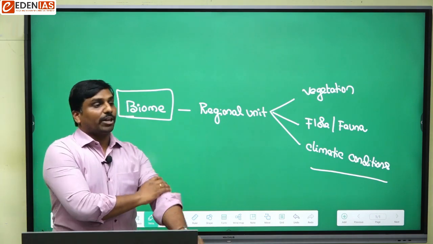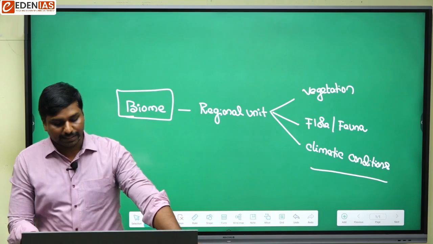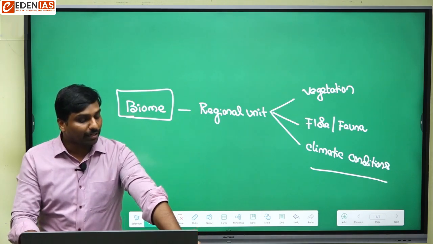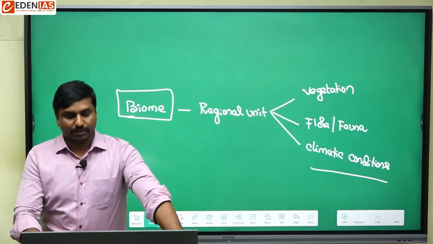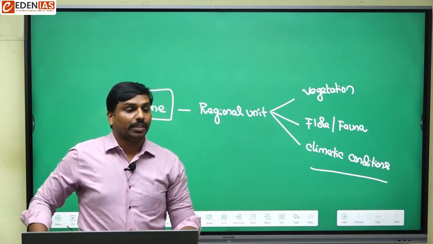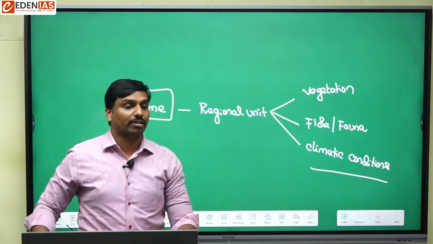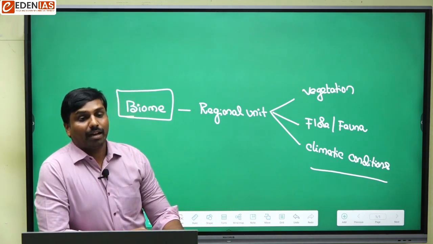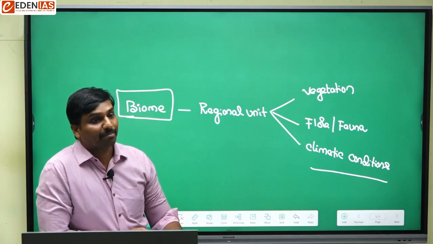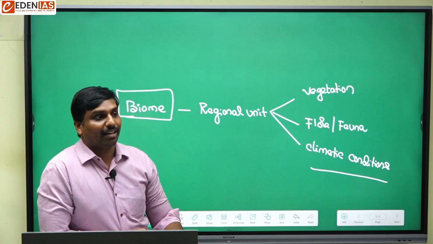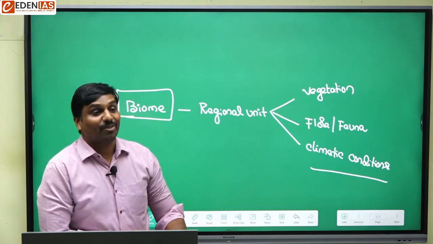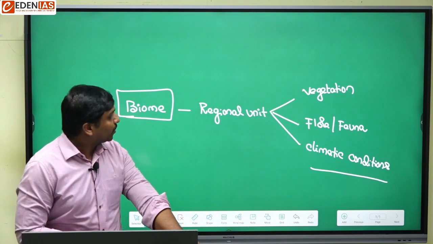Next point to mention, for example, tropical rainforest biome, desert biome, tundra biome, savanna. So what is savanna? Yes, it's a grassland. Which kind of grassland, temperate or tropical? Savannas of Africa. Tropical. Savannas are tropical. So these are some of the examples for biomes.